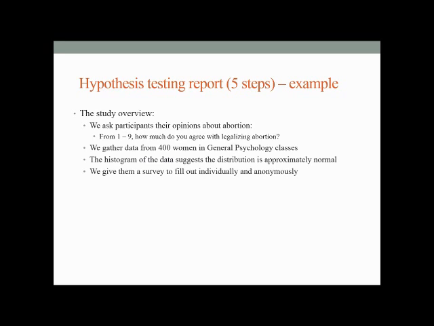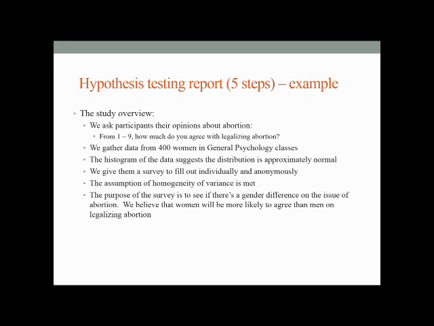We gave them a survey to fill out individually and anonymously, so we ensure independence. The assumption of homogeneity of variance is met. The purpose of this survey is to see if there's a gender difference on the issue of abortion. We believe, from research evidence, that women will be more likely to agree than men on legalizing abortion. Suppose we already know the opinion of the male population: mu is 5.61 and sigma is 1.95.